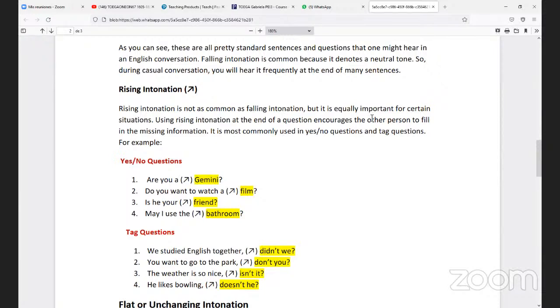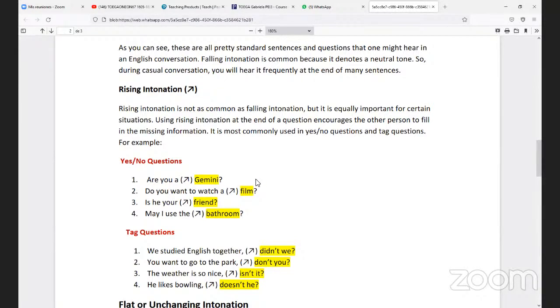For example, do you like pizza? Are you Christian? So always, always the last word is going to be raised. Do you like soccer? Okay, so we use the rising. We don't say, do you like soccer? No, that is falling. Okay, do you like soccer? Okay, are you Christian? Okay, we don't say, are you Christian? No, that's really Spanish. Okay, so always we have to raise the intonation, lift our voice in the last word. Okay, so this is the first one, yes, no questions.